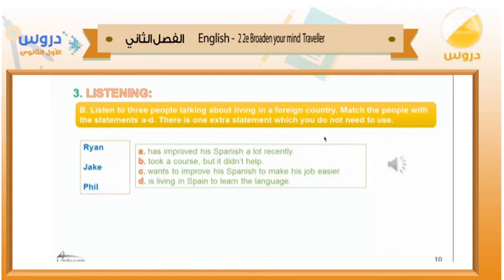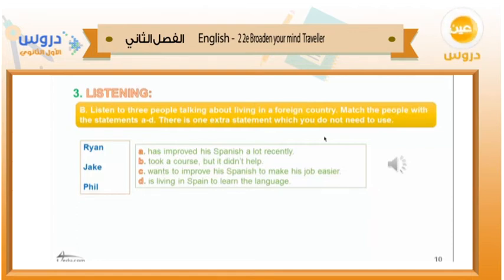2E. Broaden your mind. 3. Listening. B. Listen to 3 people talking about living in a foreign country. Match the people with the statements A to D. There is one extra statement which you do not need to use.